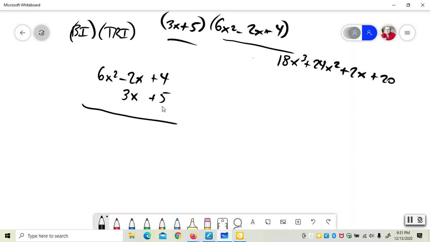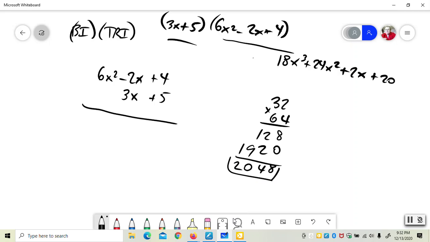Notice that everything's lined up: the numbers, the variables, and the variable squared. It's just like long multiplication with numbers. The ones place is lined up. The tens place is lined up. 4 times 2 is 8. 4 times 3 is 12. Then filler 0. 6 times 2 is 12. Carry the 1. 6 times 3 is 18. 19. Then just add what you've got, and you get an answer.